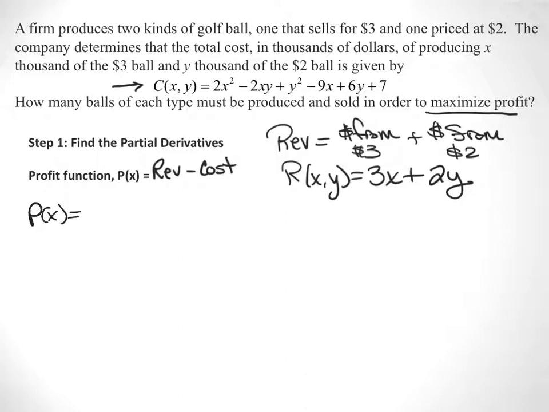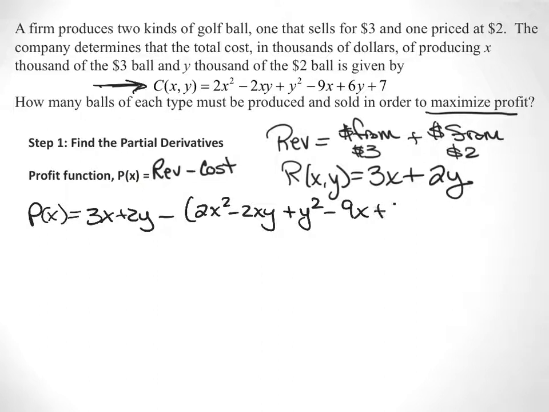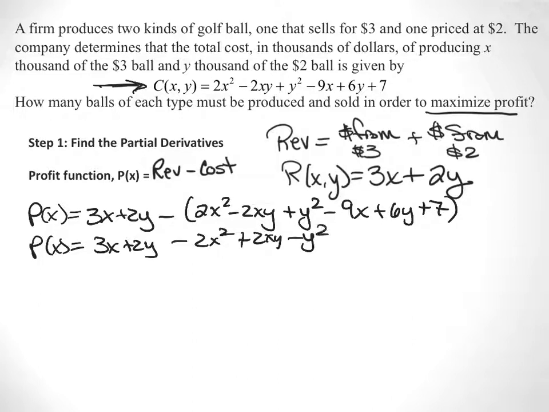So profit is going to be revenue, that 3x plus 2y that we just found, minus this cost function. And we use parentheses so that we don't lose the signs that we have to distribute to everybody in here. So that's just rewriting the cost function. Let's go ahead and distribute that negative sign: minus 2x squared plus 2xy minus y squared plus 9x minus 6y minus 7.